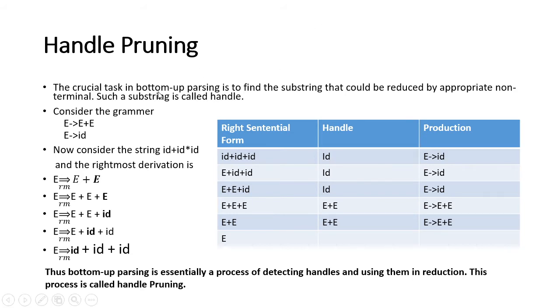Now to understand this, let's look at the grammar. E derives E plus E, E derives ID. Now consider the string ID plus ID plus ID, and the rightmost derivation is given by E derives E plus E. This E can be expanded as E plus E again, then each E can be changed to ID due to the rule. So finally we get ID plus ID plus ID.